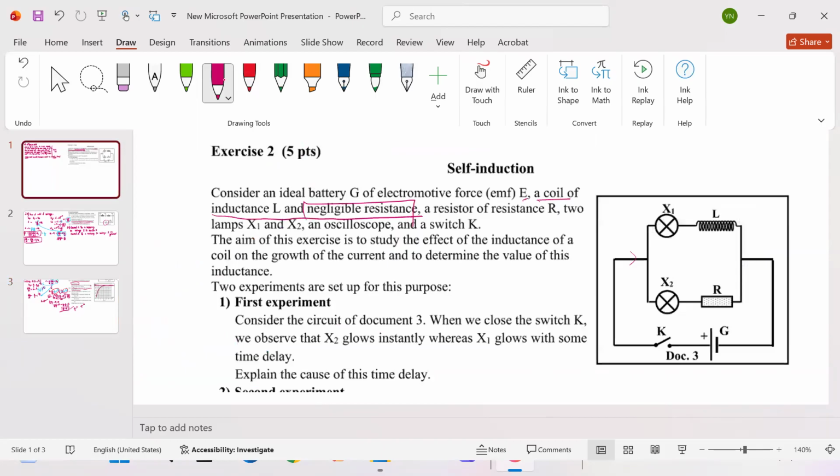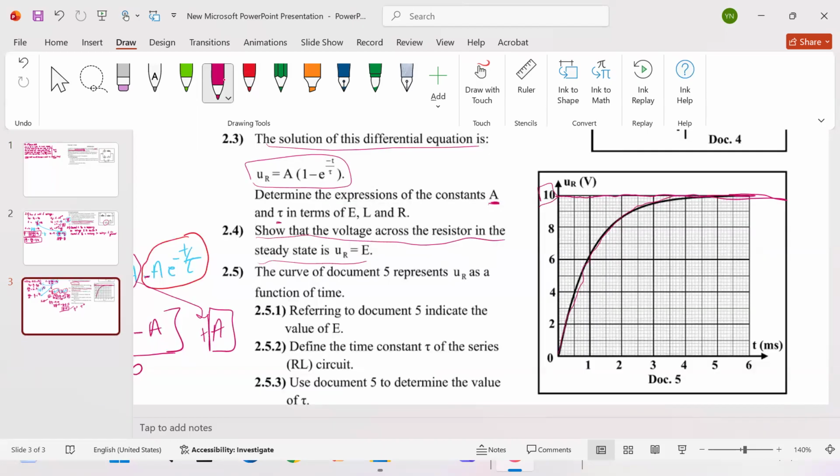But since they didn't tell you in the given that E is equal to 10, how can you be sure? Then this is really important. You know that UR is equal to E, it's equal to 10. But you cannot simply say UR is equal to 10, so simply it's equal to E, because you don't know that E is equal to 10. It's not in the given. Okay, so what are you supposed to do?